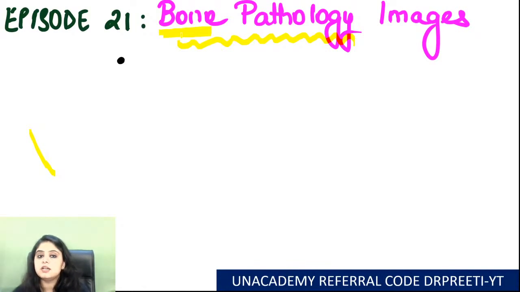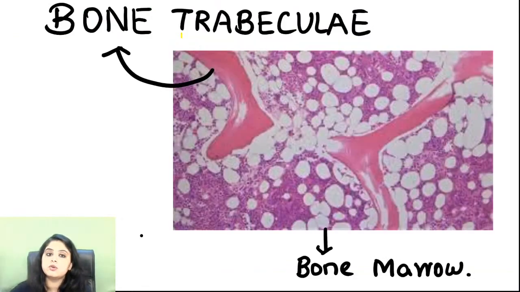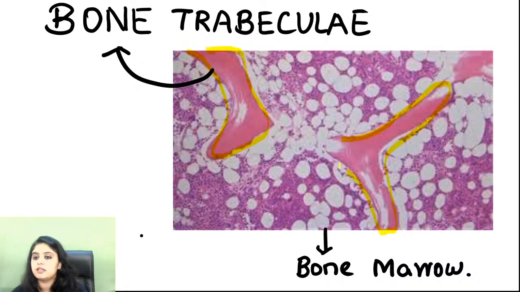So let's begin. The first thing, we are talking about the bone. You know that bone primarily comprises of these trabeculae. These are the bony trabeculae, right? These pink color are the bony trabeculae. And then in between the bony trabeculae, what you have is the bone marrow. So all of this area, this is the bone marrow.